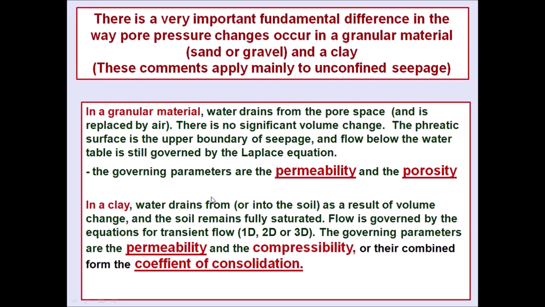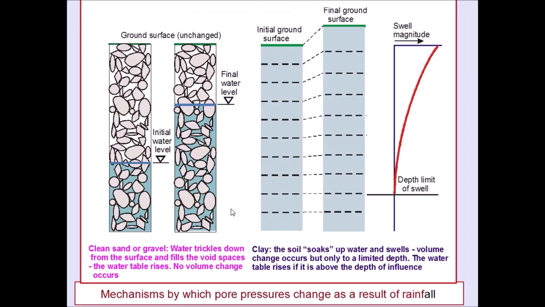In clay, water drains from or into the soil as a result of volume change, not because of movement of water to be replaced by air or the other way around, and the soil remains fully saturated. Flow is governed by the equations for transient flow, and the governing parameters now are the permeability, which governs the rate at which water can drain out, and the compressibility, which governs the volume of water that can drain out, or, if you like, in the combined form, the coefficient of consolidation. So the process is very similar to the very simple case of consolidation to which the Terzaghi equation applies, and which we are mostly familiar with.